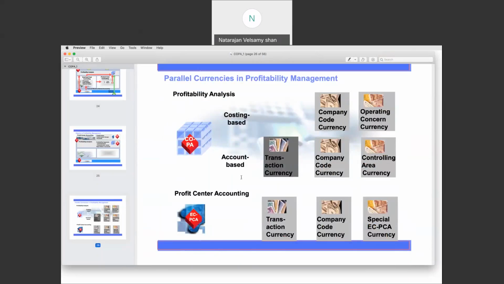Parallel currencies in profitability management. Profit center accounting has transaction currency, company currency, and a profit center currency. Whereas account-based COPA is similar to the FI, so there is a transaction currency, a company currency, and in addition a controlling area currency. In costing-based COPA, there is no transaction currency, but there is a company currency and an operating concern currency. These are the unique things. For profit center, there is a profit center currency. For costing-based COPA, there is the operating concern currency. For account-based COPA, there is the controlling area currency.